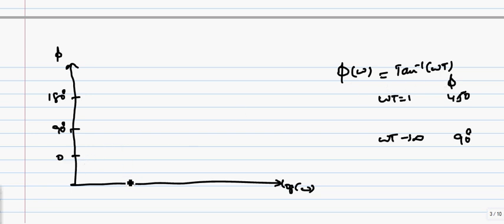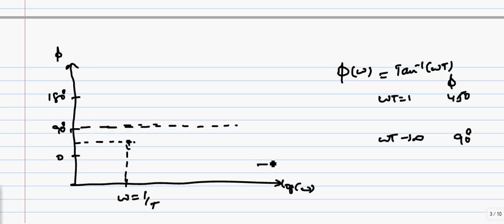Now let's take the point omega equals 1 by t. At that point it is going to be 45 degrees, right? And it reaches 90 degrees as omega tends to infinity. It is 0 when omega is 0, but we don't usually take 0 values on a log plot, because log of 0 is not defined, or it goes to minus infinity. The plot looks like this.